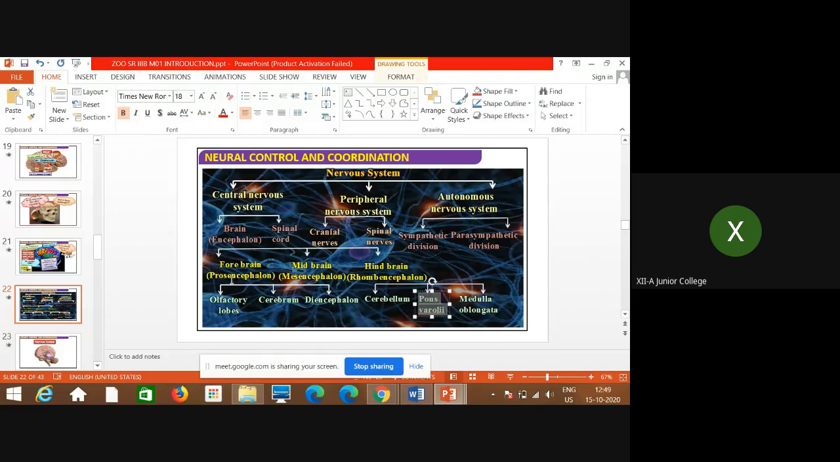Forebrain is called prosencephalon, midbrain is called mesencephalon, whereas hindbrain is called rhombencephalon. These are the biological terms. You should also remember these terms. Though you know forebrain, you should also remember the word prosencephalon. Now, the forebrain has three important parts: olfactory lobes, cerebrum, and diencephalon. So we are going to start with this first, prosencephalon.